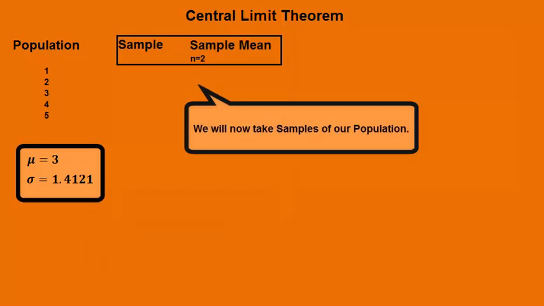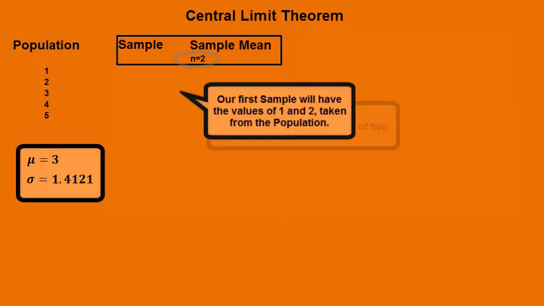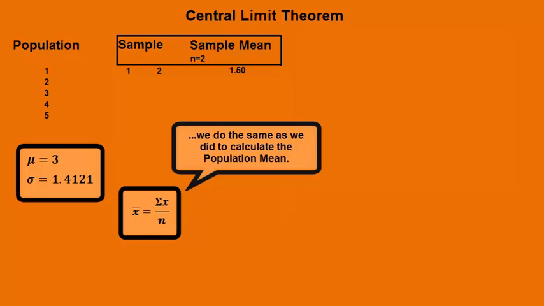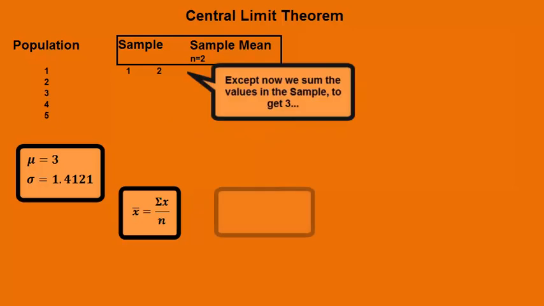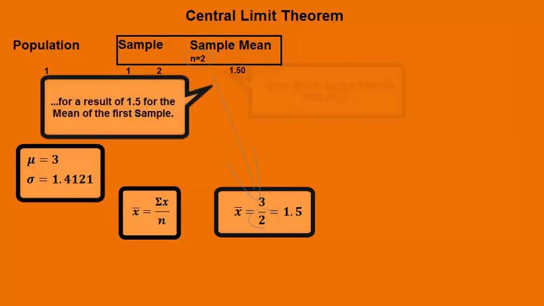We will now take samples of our population. Each sample will have a size of 2. Our first sample will have the values of 1 and 2 taken from the population. To calculate the sample mean, we do the same as we did to calculate the population mean, except now we sum the values in the sample to get 3, then divide by the sample size of 2 for a result of 1.5 for the mean of the first sample.